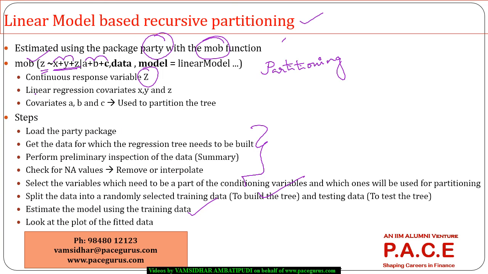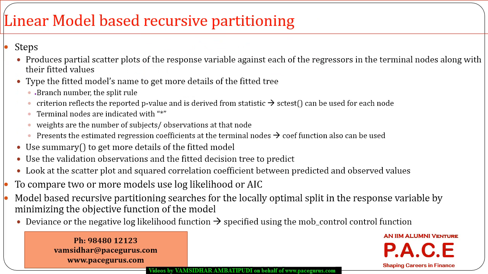So let me just quickly rush through the stuff. We have produced partial scatter plots. When I have used the plot function, we got partial scatter plots. One is with respect to age and the charges. We also got it with respect to BMI and charges, both for smokers as well as non-smokers separately. So we have our response variable against each of the regressors in the terminal node along with their fitted values. So the whole thing is typically being plotted.